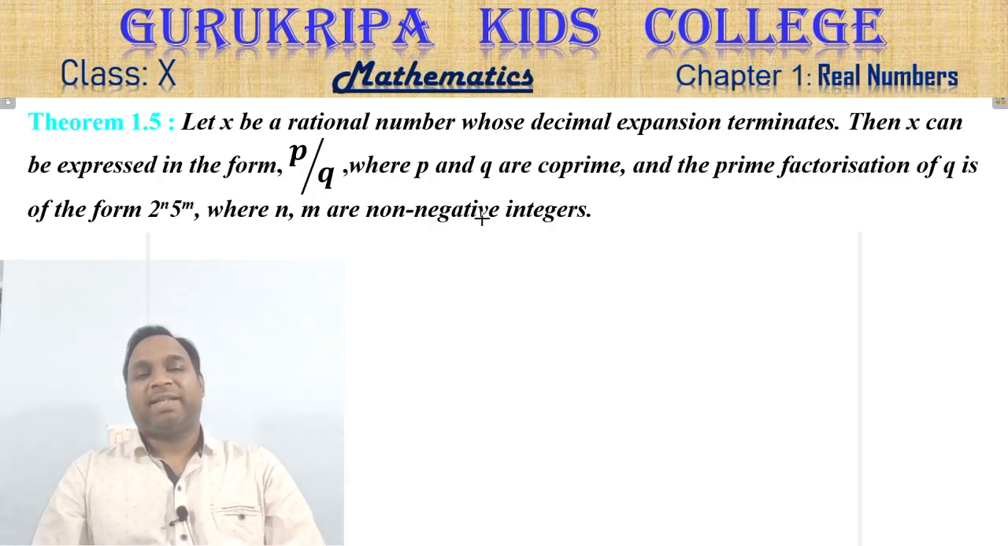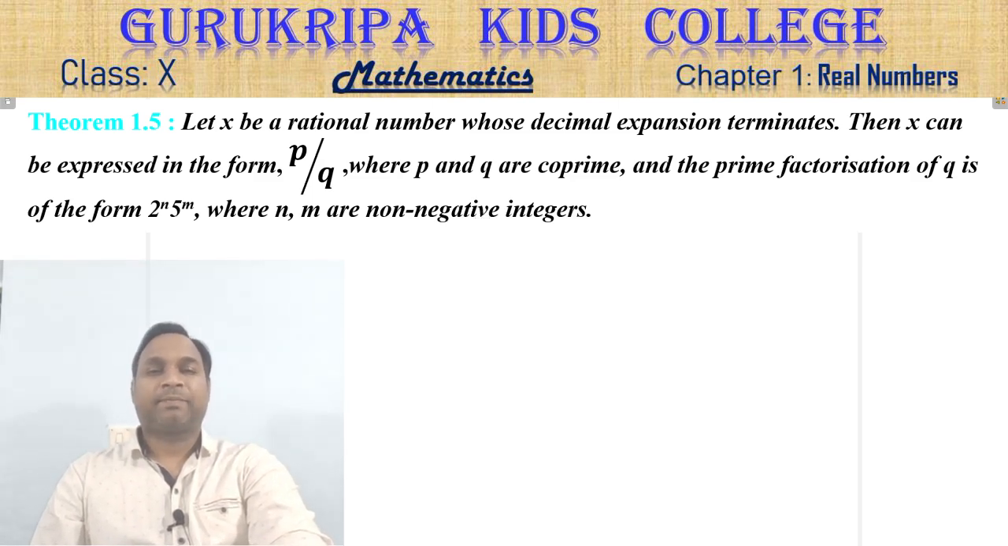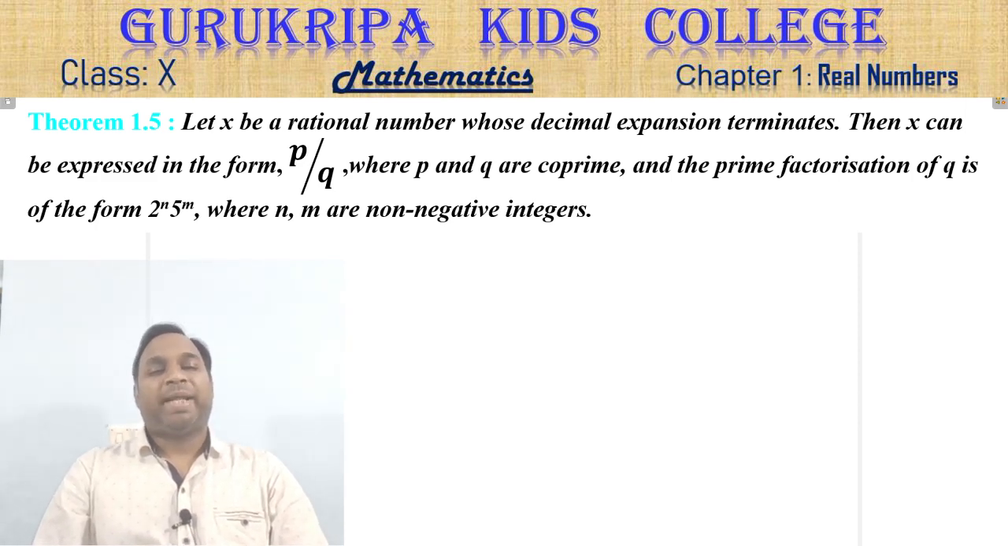Let x be a rational number whose decimal expansion terminates, then x can be expressed in the form p by q, where p and q are co-prime, and the prime factorization of q is of the form 2 to the power n multiplied by 5 to the power m, where n and m are non-negative integers.